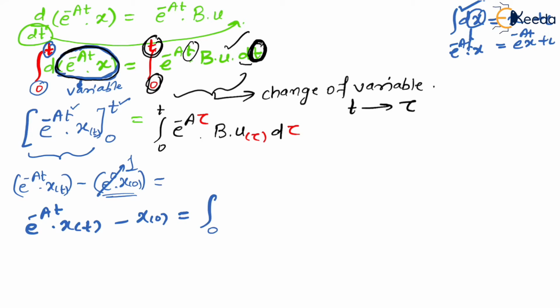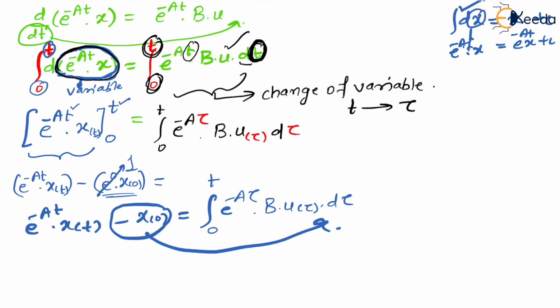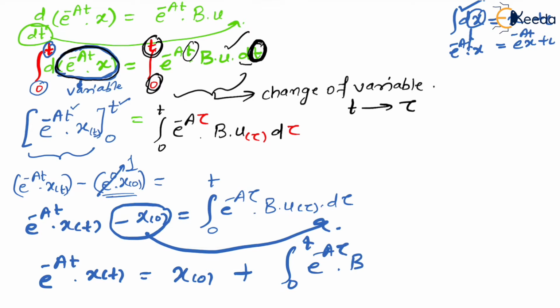Yes, which is equal to integration 0 to t e to the power minus A tau B into u of tau d tau. Very simple, right? Let me take this minus x naught on the other side. If I take it there, what I get is e to the power minus At into x of t is equal to x of 0 plus integral 0 to t e to the power minus A tau B u tau d tau. But still, am I interested in this e to the power minus At into x of t? No. What I want is x of t only.